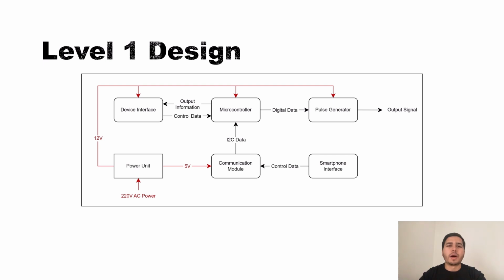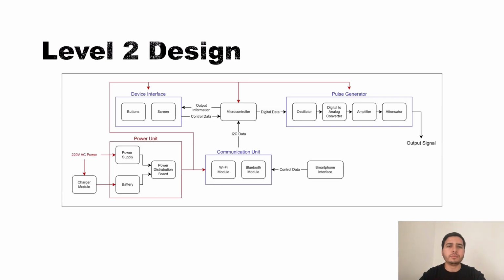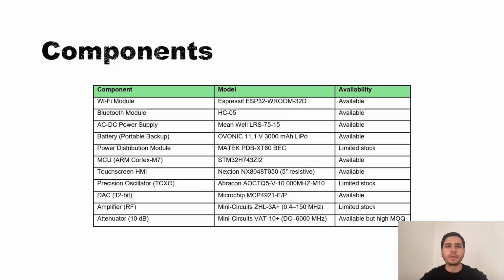This is the level 1 diagram, providing more detail than the level 0 diagram. It shows the internal components of the system and illustrates data flow and power flow between modules. This is the level 2 diagram. Each module's components are clearly detailed based on the specific function and roles. As shown in the table, we chose components that are easily accessible.